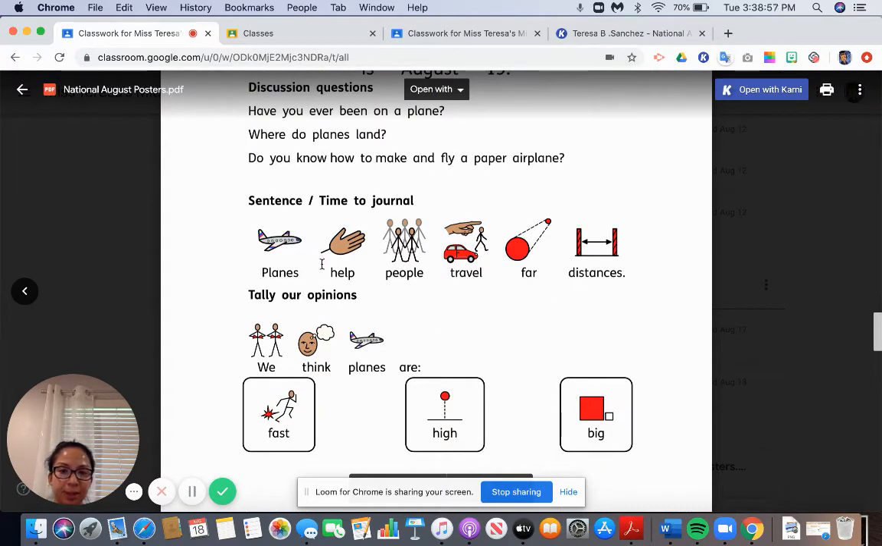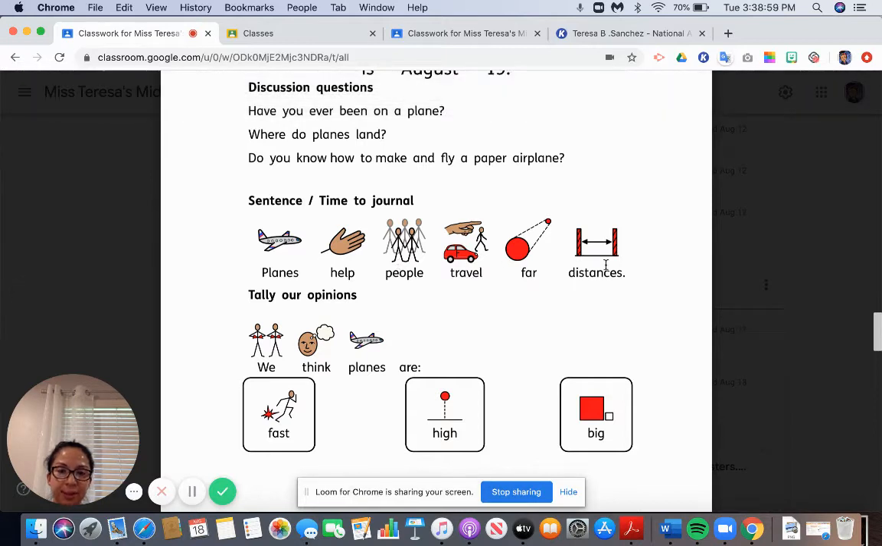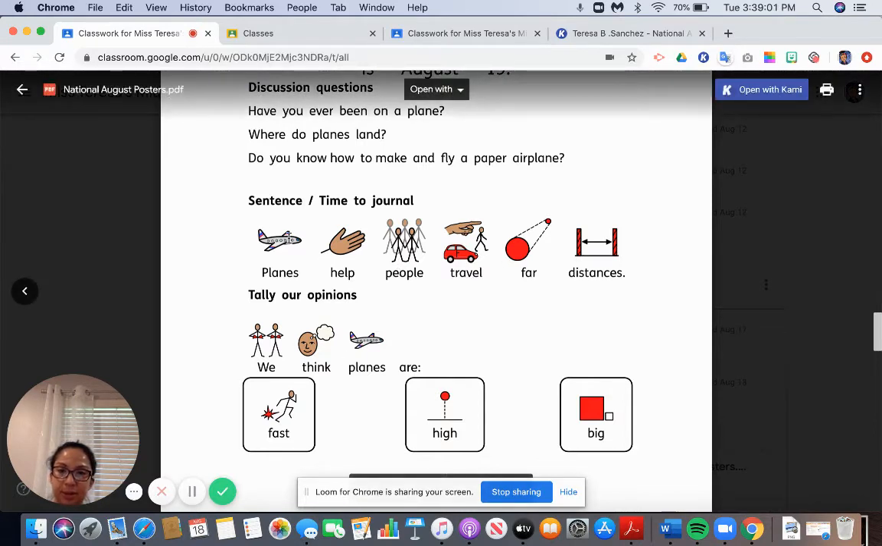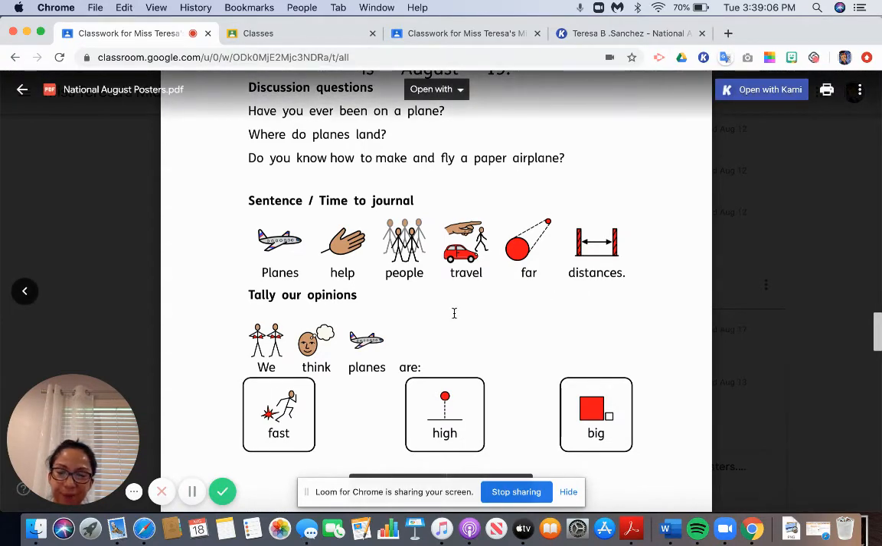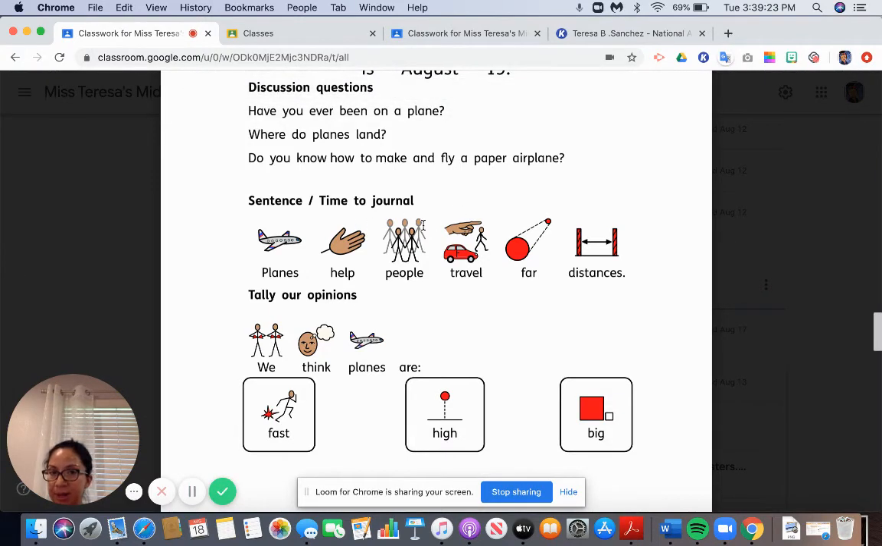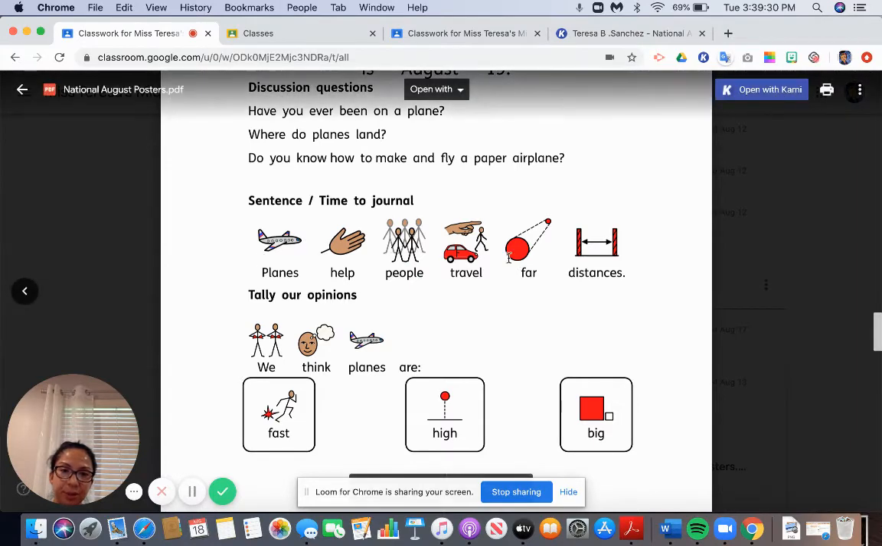Okay, our sentence: planes help people travel far distances. Like I mentioned, planes fly over large areas pretty fast, faster than you can drive. Going across the country would probably take you a week or something, I'm not sure, depending on how much you stop. But going by airplane, flying, is just a few hours. So they're a lot faster for going long distances.